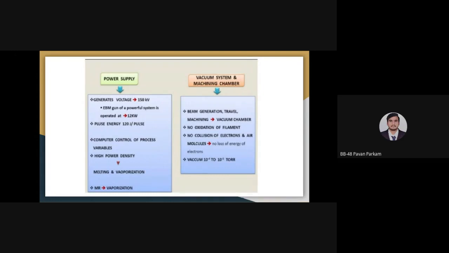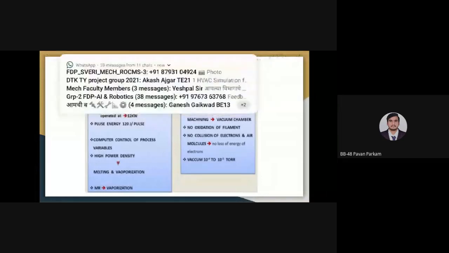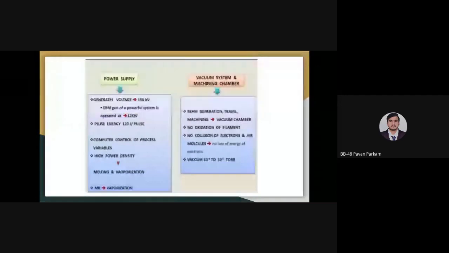Due to the high power density of the electron beam, the workpiece metal is melted or vaporized. That high power density is required for melting and vaporization of the metal, and it gives high metal removal also. As a huge amount of energy is generated by the collision of these electrons, the metal is machined mostly by vaporization. Please remember this one.